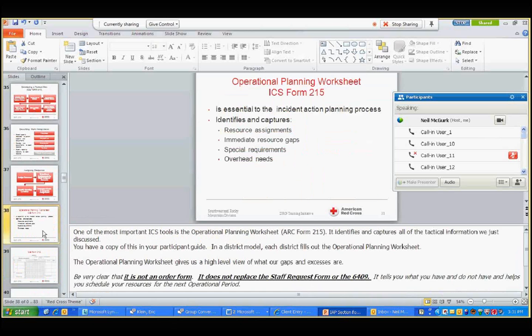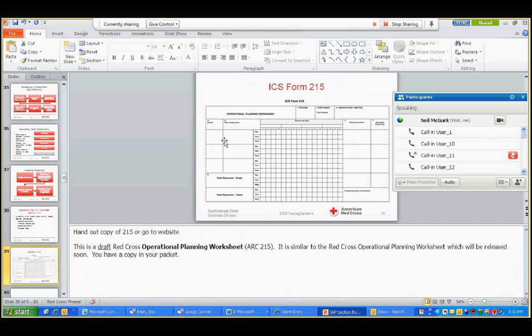And then this is where you go into the operational planning worksheet, the ICS Form 215, and here's an example of the ICS Form 215. This is also a time where you're going to hand out the actual physical copy of the ICS Form 215, as well as one with some spaces already filled in. That is an important aspect, to hand those worksheets out. Have people have a chance to ask questions and to seek feedback on it.